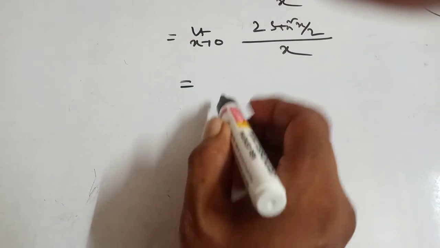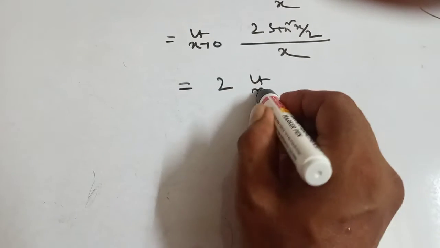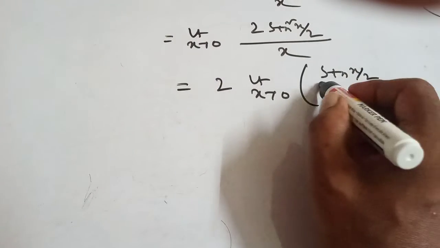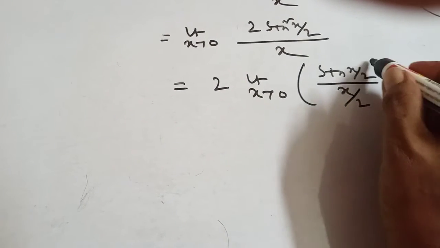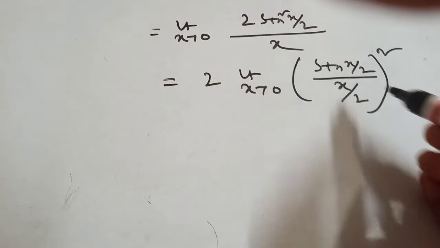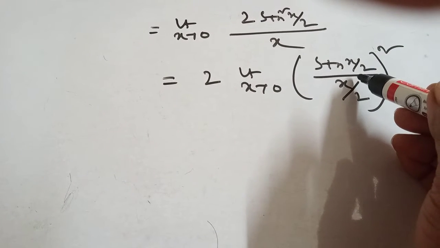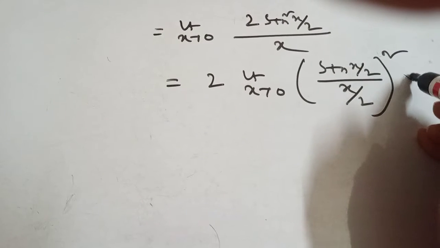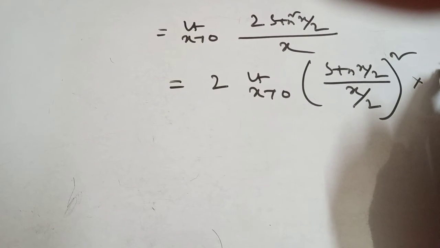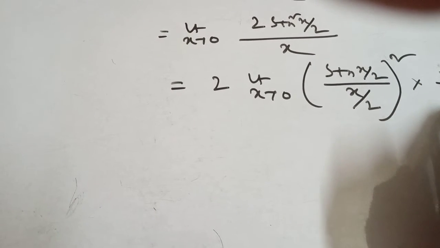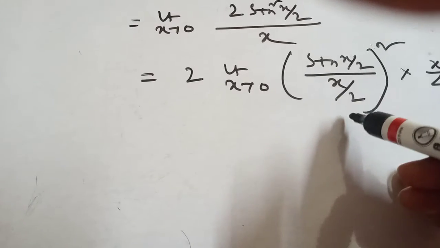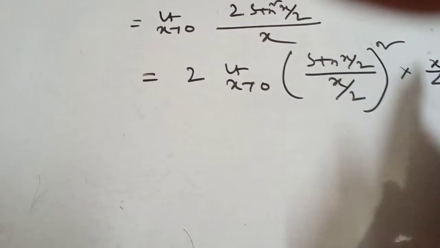Now 2 limit x tends to 0 sin x by 2 by x by 2 whole square. That means it will be sin square x by 2. But here x square by 4 has to come, so you write extra; it will be extra. You written this will be half, that means x by 4. If you break it, it will be sin square x by 2 by x square by 4. This 4 will be half. That means this will come.